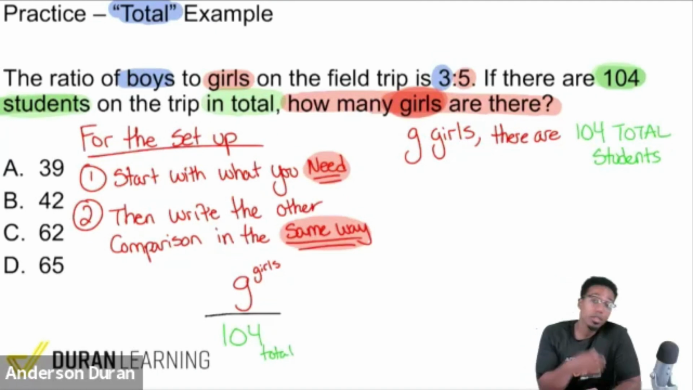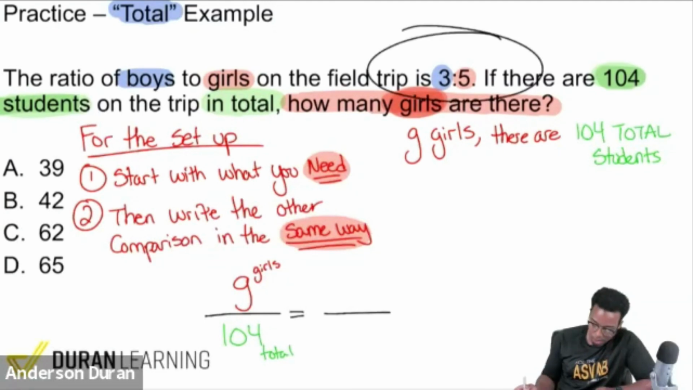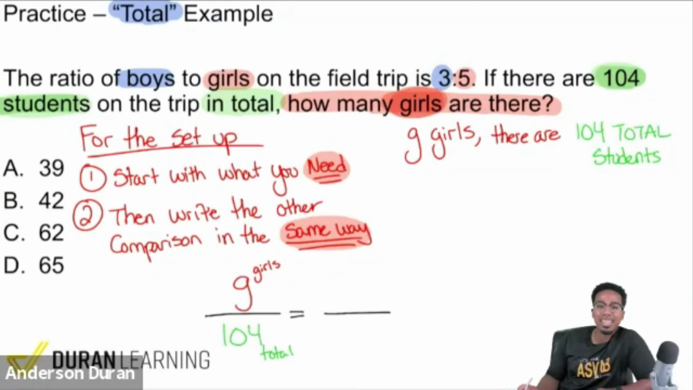So let me open your mind here. If I wanted to go ahead and set up the proportion, again, this is what I wrote right here for y'all. For the setup, start with what you need. So what I need, G girls, 104 total. Now, I'm going to write the other comparison in the same way. This is way too important. Write the other comparison in the same way. Watch this, everybody. So in the information that I have right here, the 3 to 5, what number represents girls? Go.